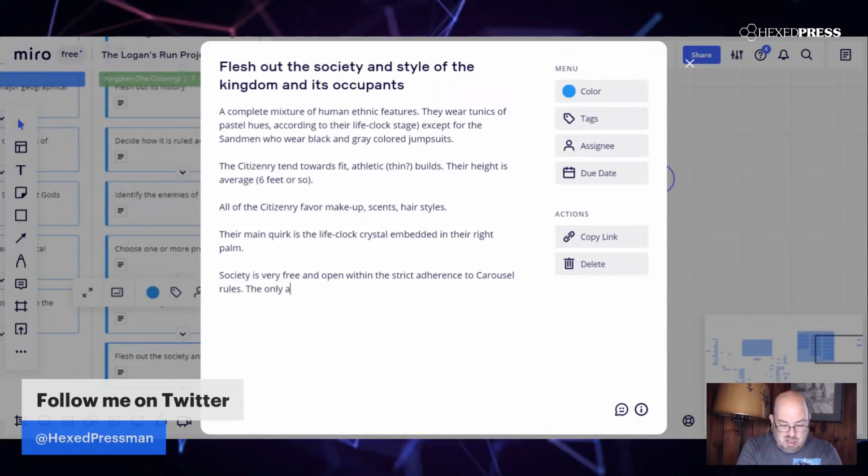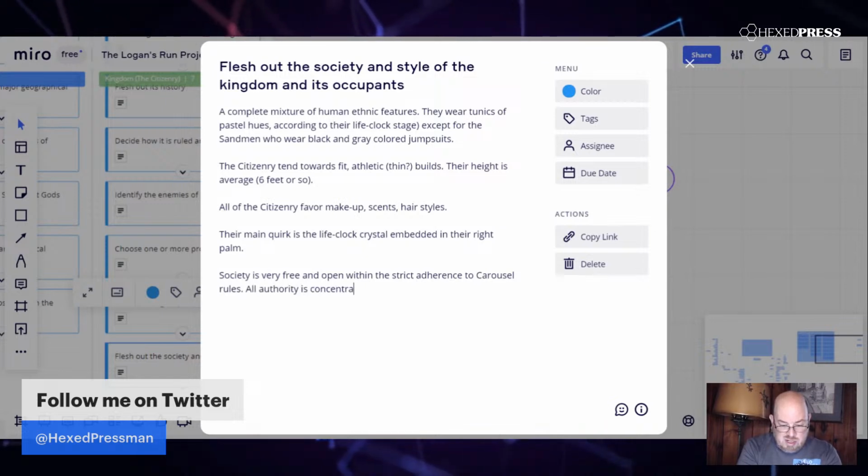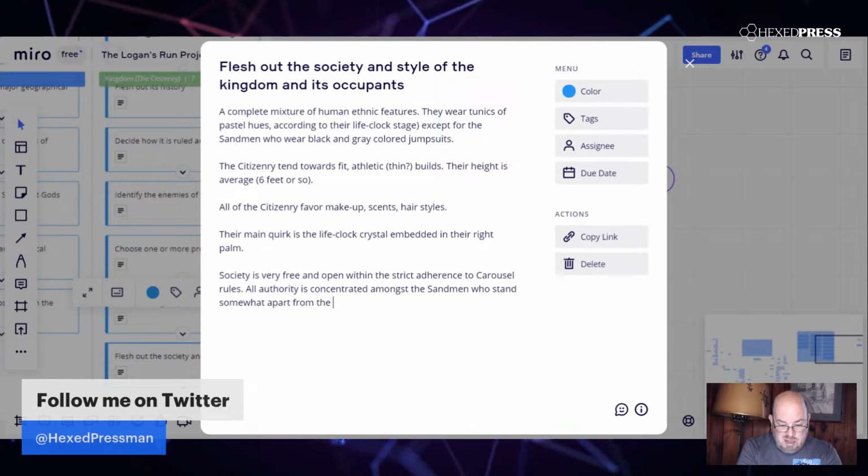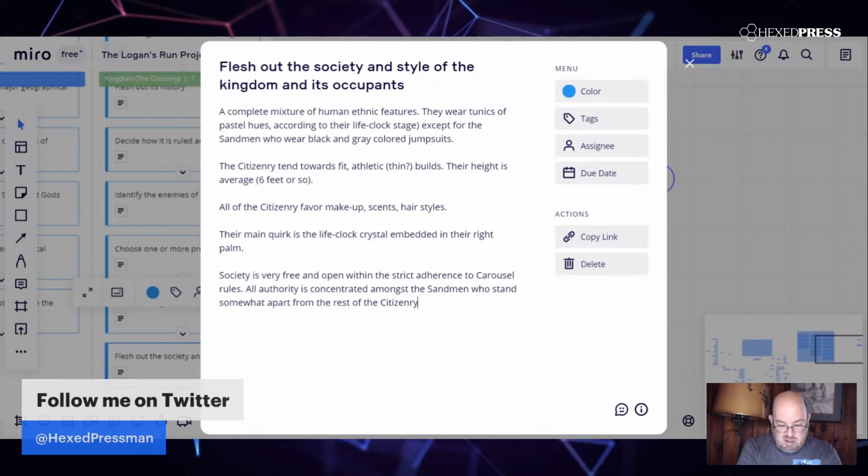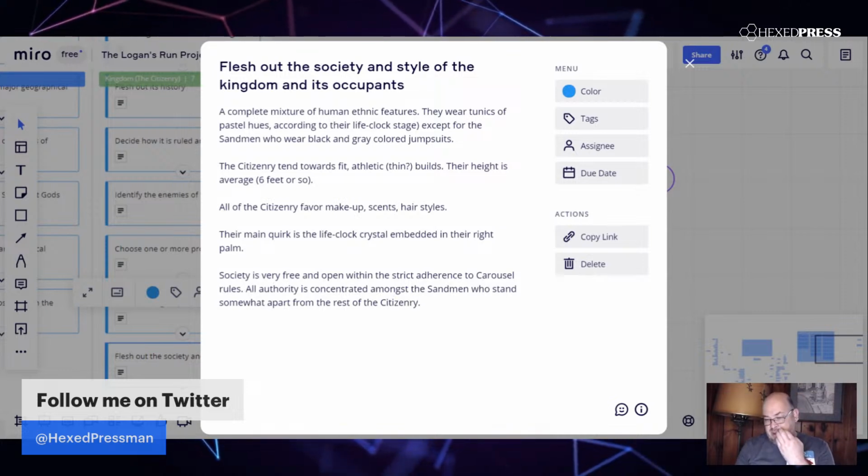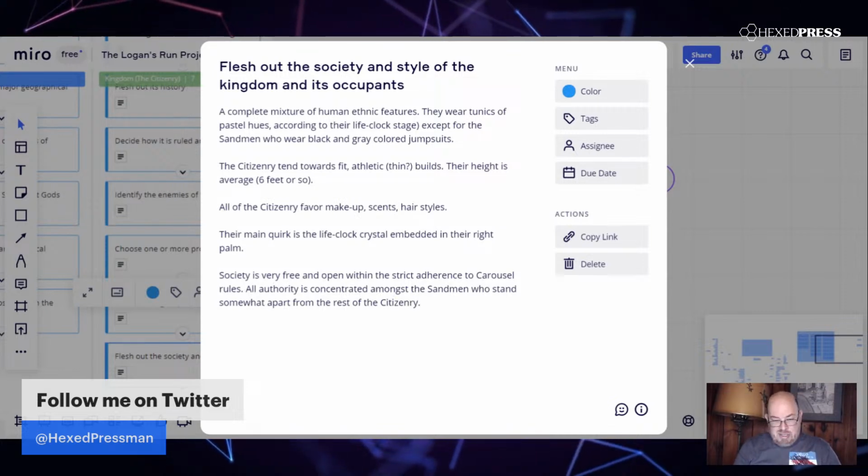The only, I guess, I would say all authority is concentrated amongst sandmen who stand somewhat apart from the rest of the citizenry. Right? I think that's the one thing we could say. I think that seems about right.